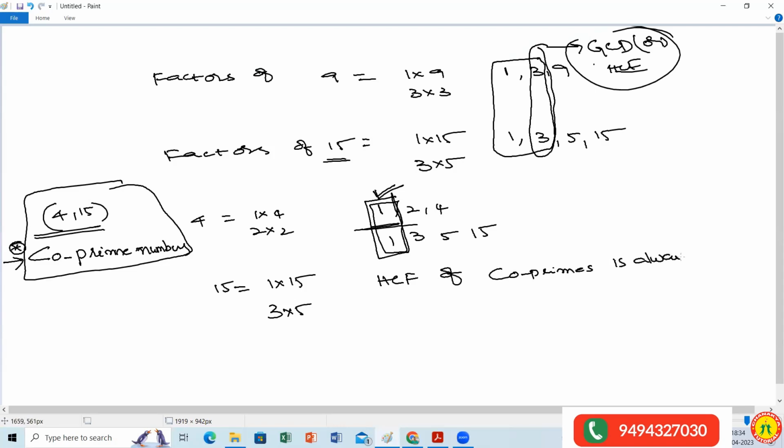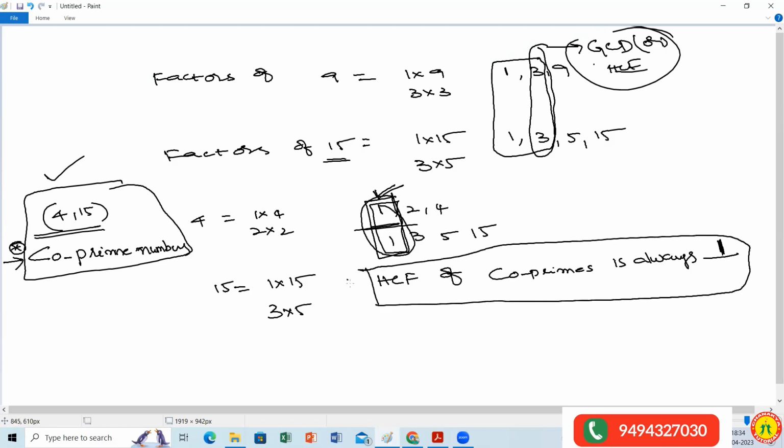What? These are the co-primes. What is a common factor? Only one. In that, highest common factor means only one is the HCF. HCF of co-primes is always one. This is more important. Please note this point too. Can I repeat, or did you understand? Please let me know with your thumbs up, so that this very important concept is clear.